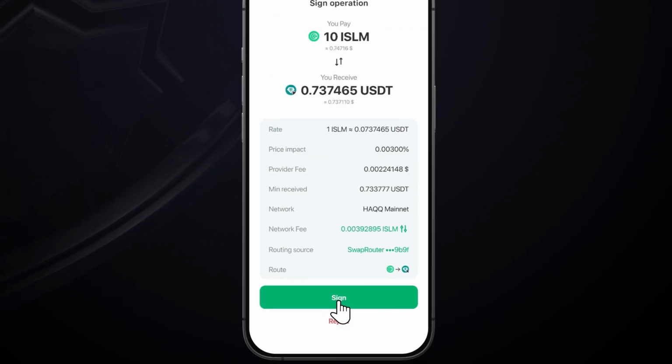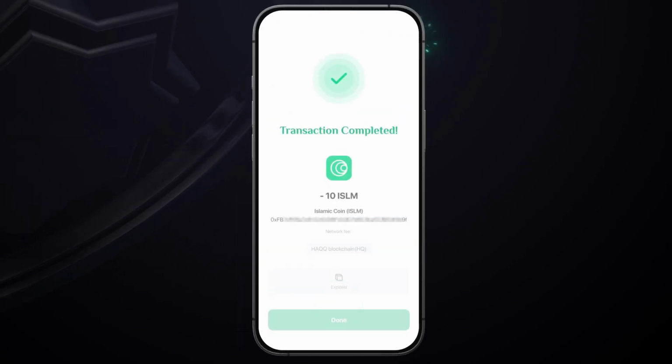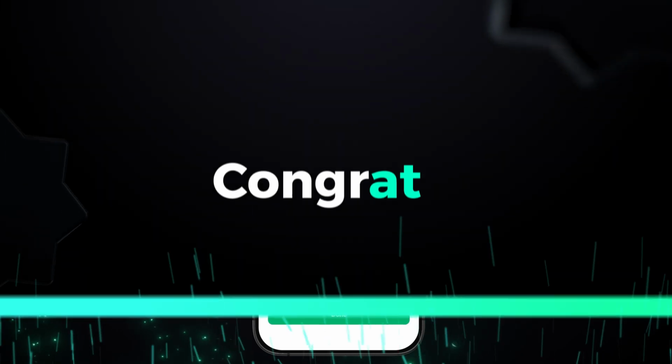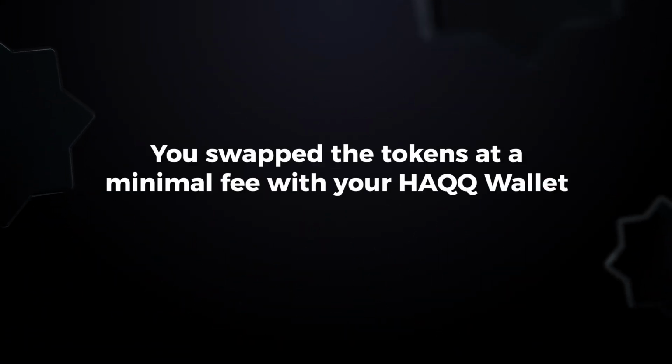Select Preview and approve the transaction. Congrats, you swapped the tokens at a minimal fee with your HAQQ Wallet.